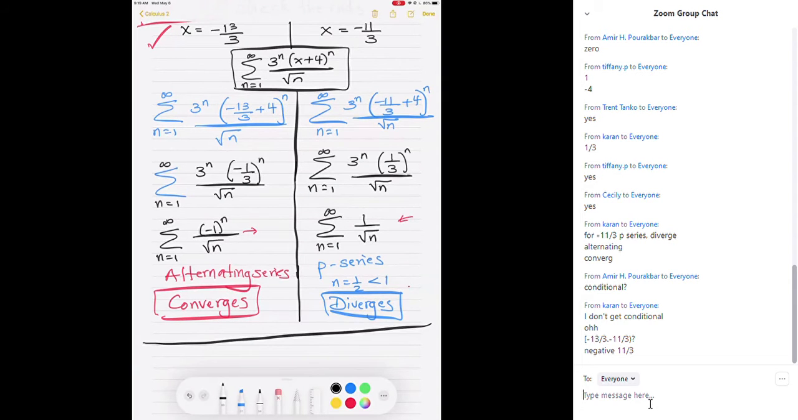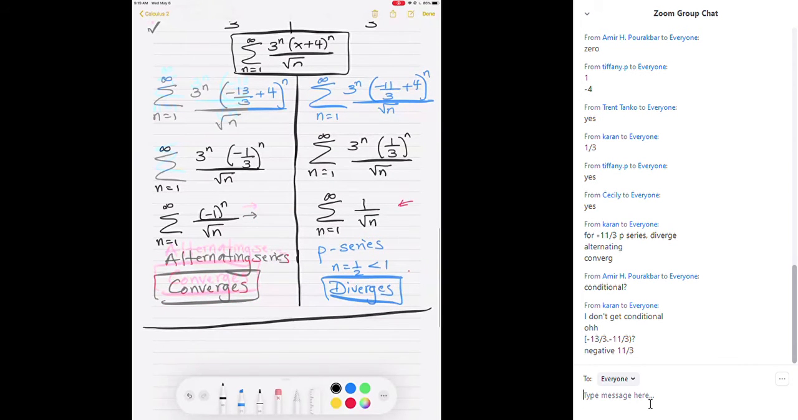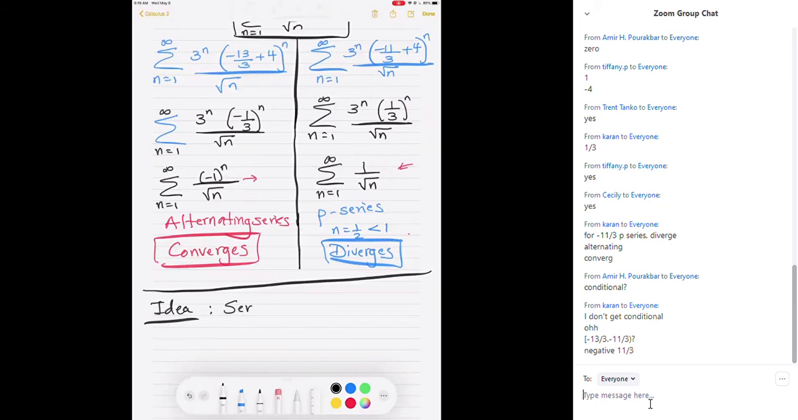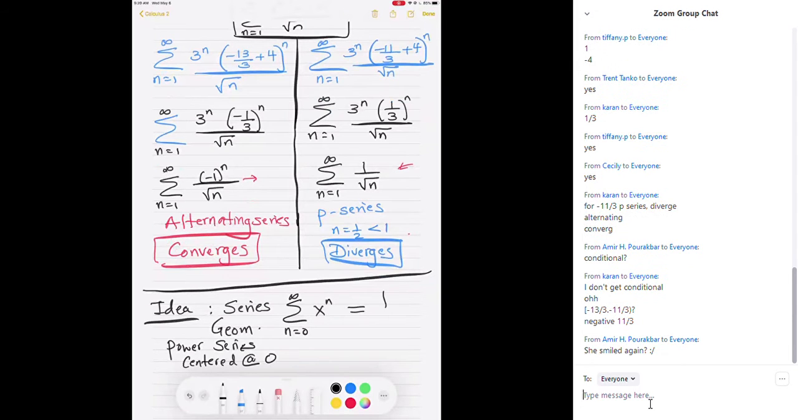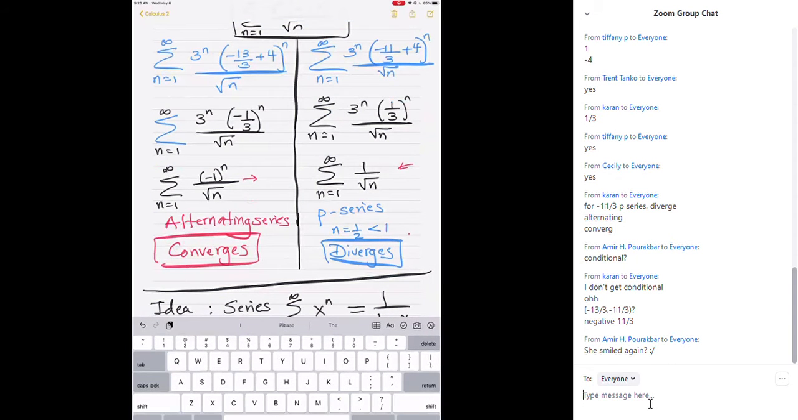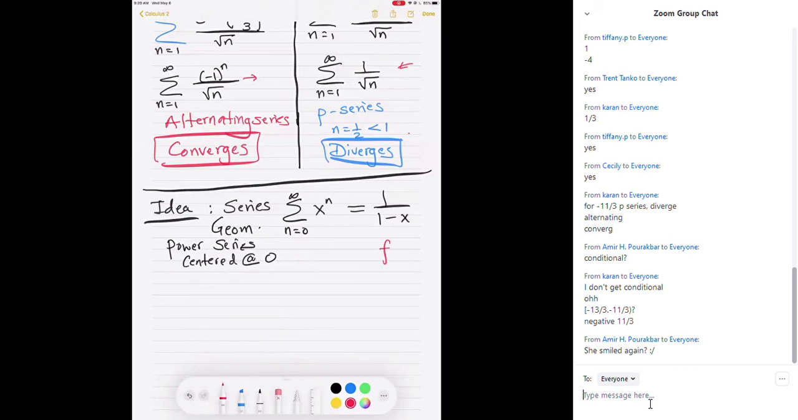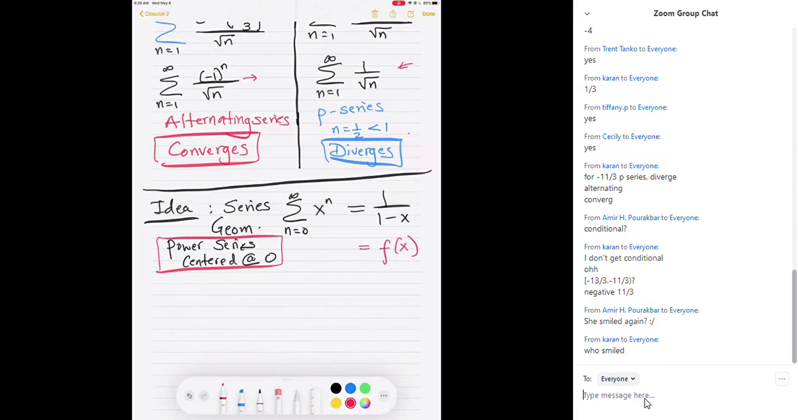So I'm going to go to the next idea. So here is the next idea. And I'm repeating myself. I already know a geometric series. Now I have many names for it. A power series, centered at 0, is equal to 1 over 1 minus x. I want to emphasize again that this is a function of x. So this is a power series centered at 0, which is equal to f of x.